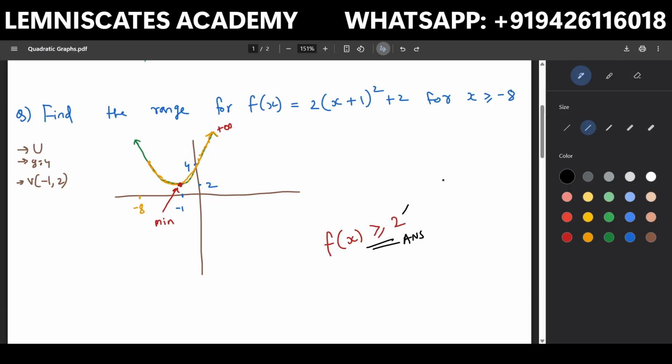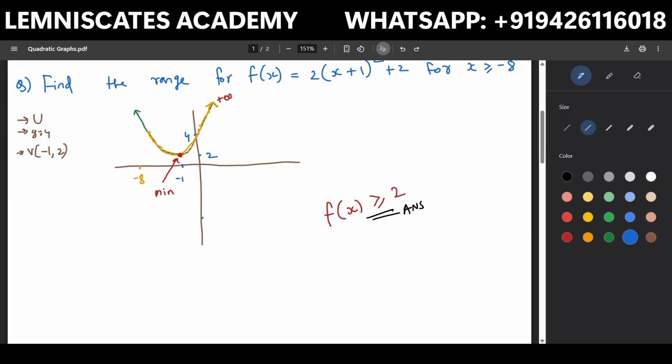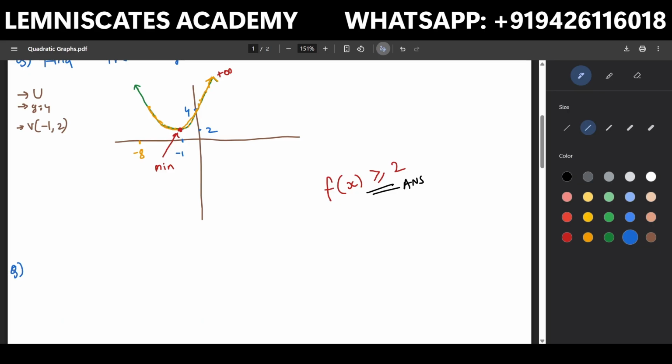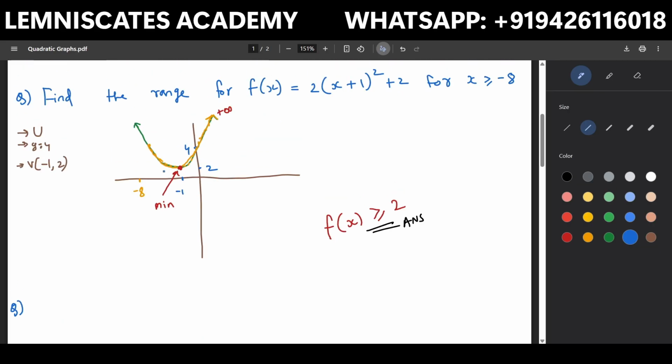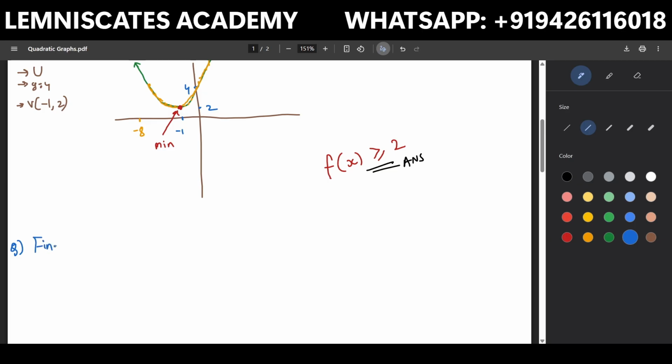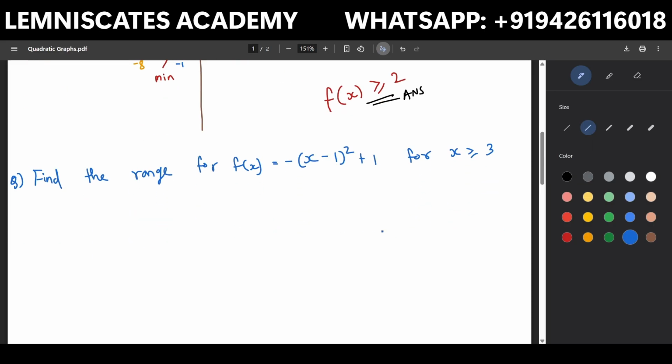Once again, why is 2 included? Because minus 1 was part of your domain, so 2 will be part of your range. So here was my first question for you. Just like that, I'll create a second question. And this time, let's try to put a negative sign outside. So find the range for the function, let's say, minus (x minus 1) whole square plus 1, for x greater than or equal to 3. Let's say this is the kind of question that I have created right now for us.